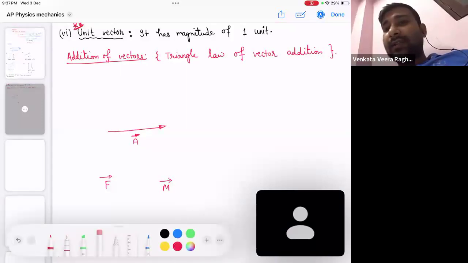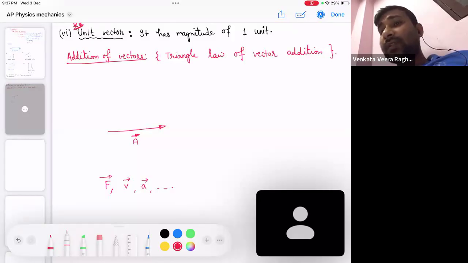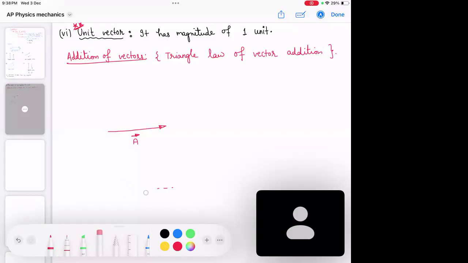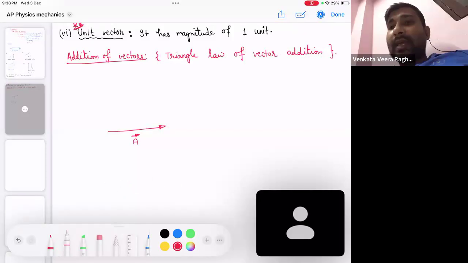A scalar quantity will never have direction. So that's why we never put the arrow over that. But you must have seen force with an arrow sign over it. Velocity, yes. Acceleration, yes. Right. So this is just a representation of these quantities to be vectors. Okay. So now we have the A vector.